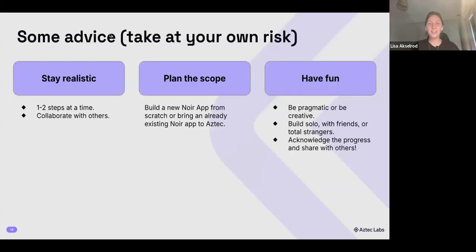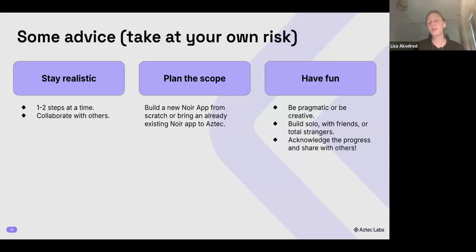Again, some optional advice on how to tackle it. Stay realistic, ambitious, but realistic. A couple of steps at a time. Collaborate with other people. Plan the scope, because it seems like it's a long month, but it's already the second week, so plan every week. You can plan several milestones every week, what you want to do, what you want to achieve, so that at the end of the hackathon, you are happy that you did what you wanted to do. Let's have fun. Whatever you do, have fun.